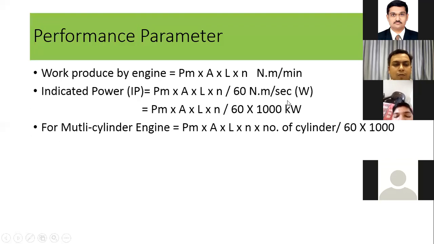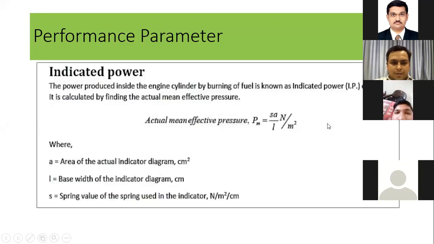Now, suppose we calculated the indicated power: it equals mean effective pressure into area into length into n divided by 60,000. It is expressed in kilowatts. Now we calculated this power produced for only a single cylinder. If our engine is a multi-cylinder engine, then we also need to multiply it by the number of cylinders.